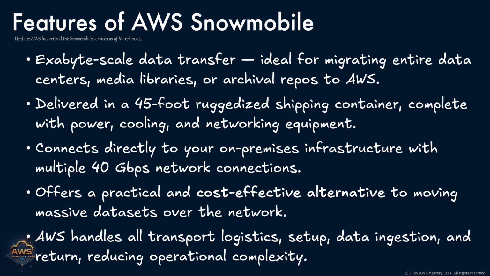Snowmobile is essentially a secure mobile data center delivered to your location inside a 45-foot ruggedized shipping container. It comes fully equipped with power, cooling, and high-speed networking infrastructure, allowing your teams to transfer data directly from your environment at incredibly fast rates, thanks to multiple 40 gigabit per second connections.